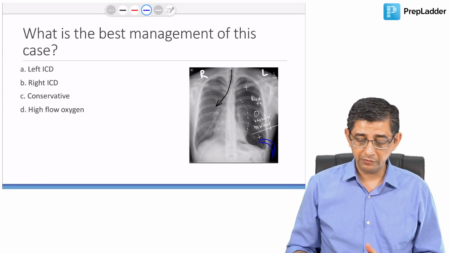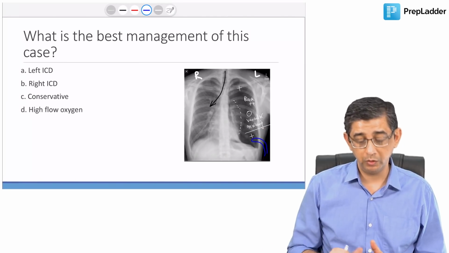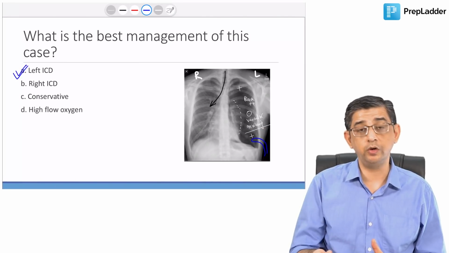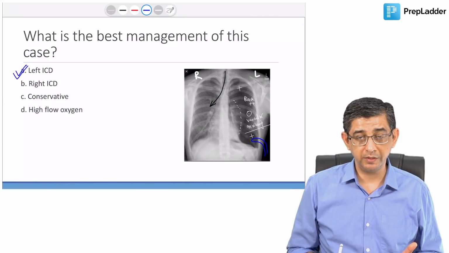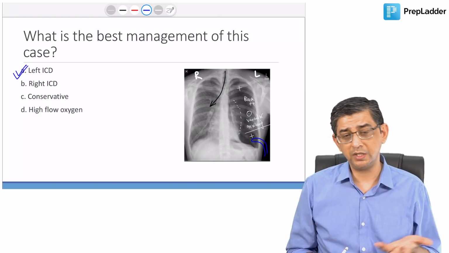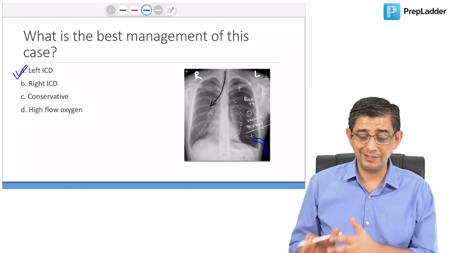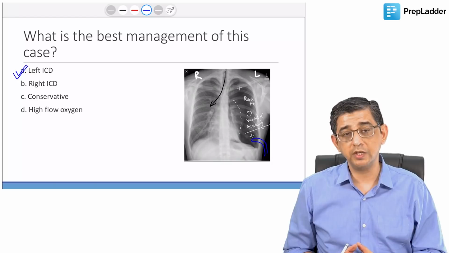So the treatment of choice for this particular chap who's having a left-sided pneumothorax will be to insert a left-sided intercostal drainage tube. In tension pneumothorax, you obviously put a wide bore needle first and then put in a chest tube. But he's not asking you even about the wide bore needle. It's just inserting a chest tube, get rid of the pneumothorax of this person.